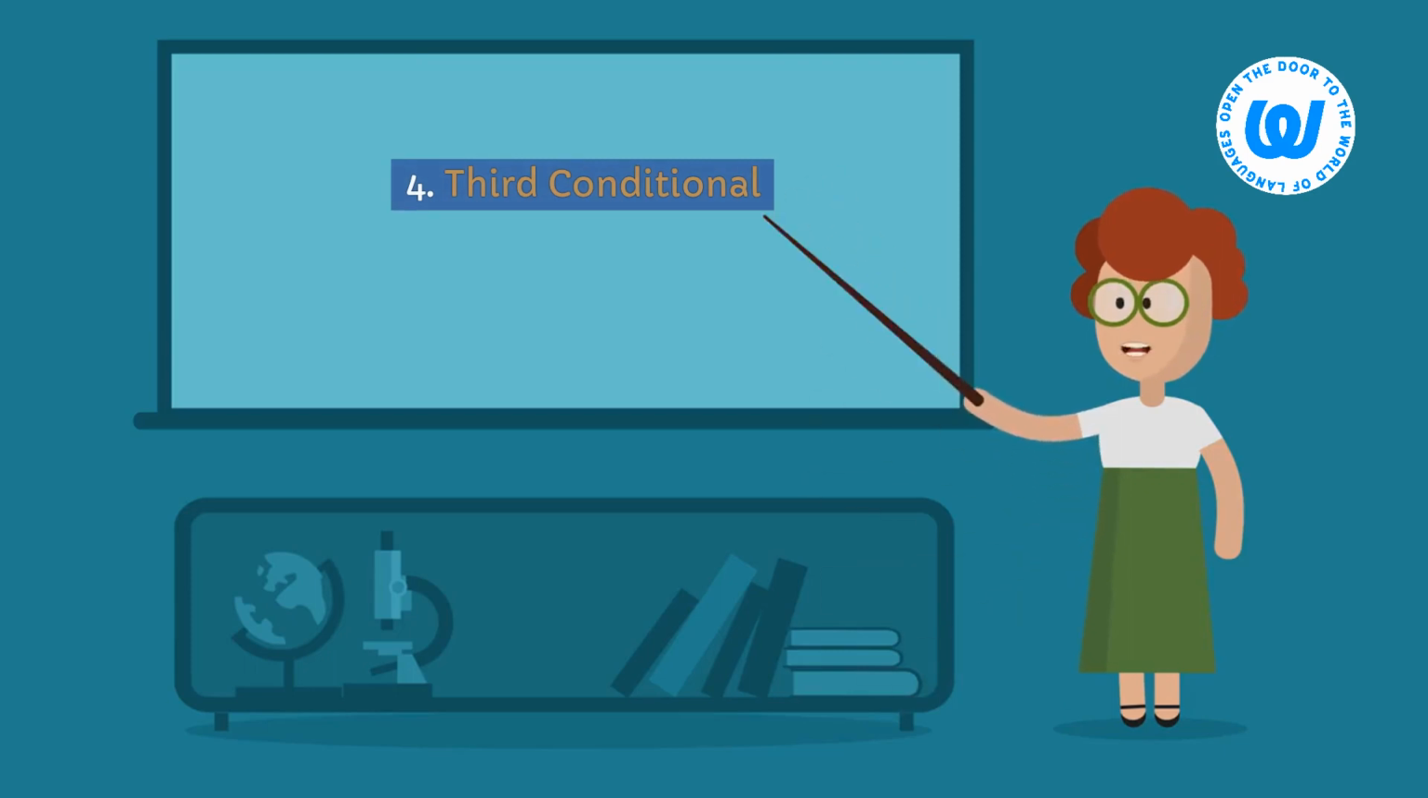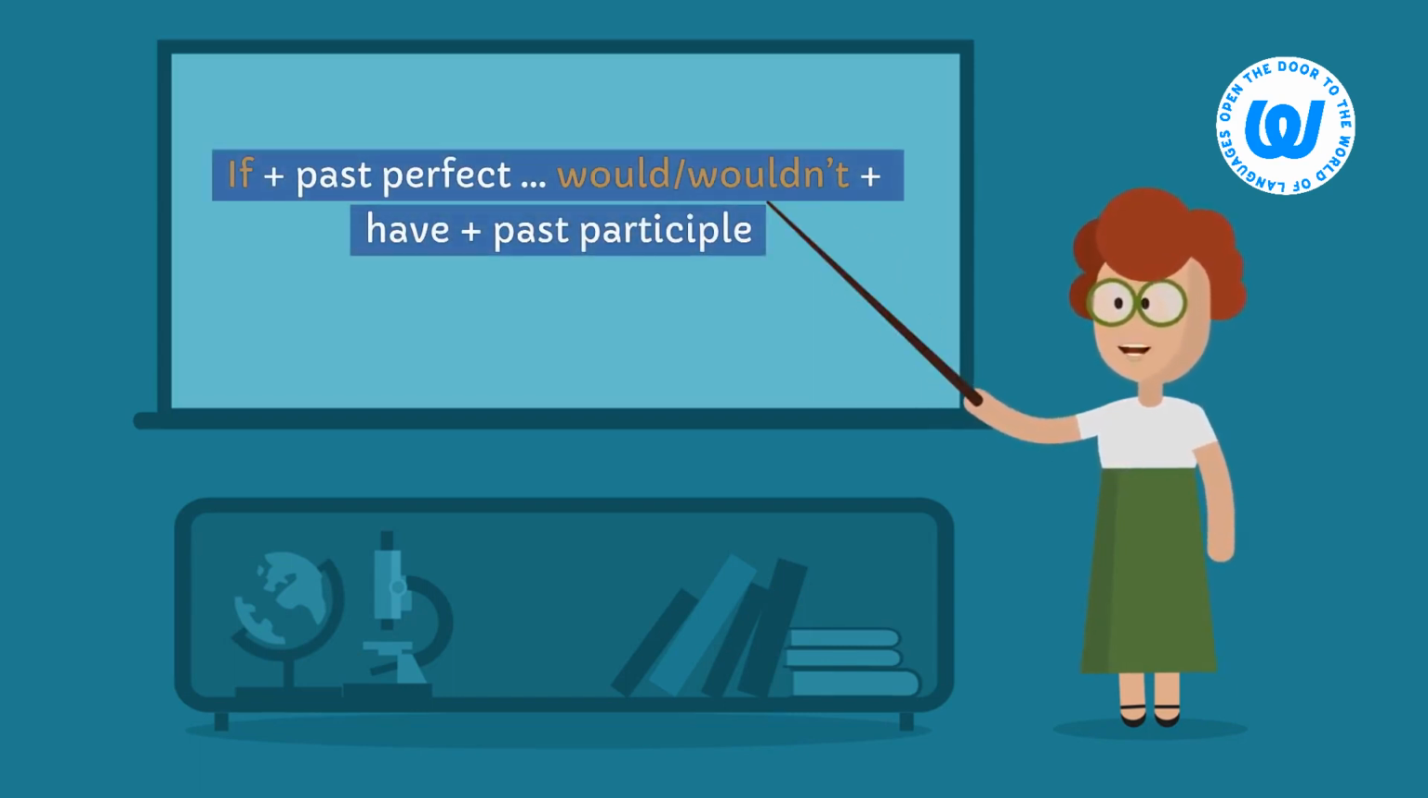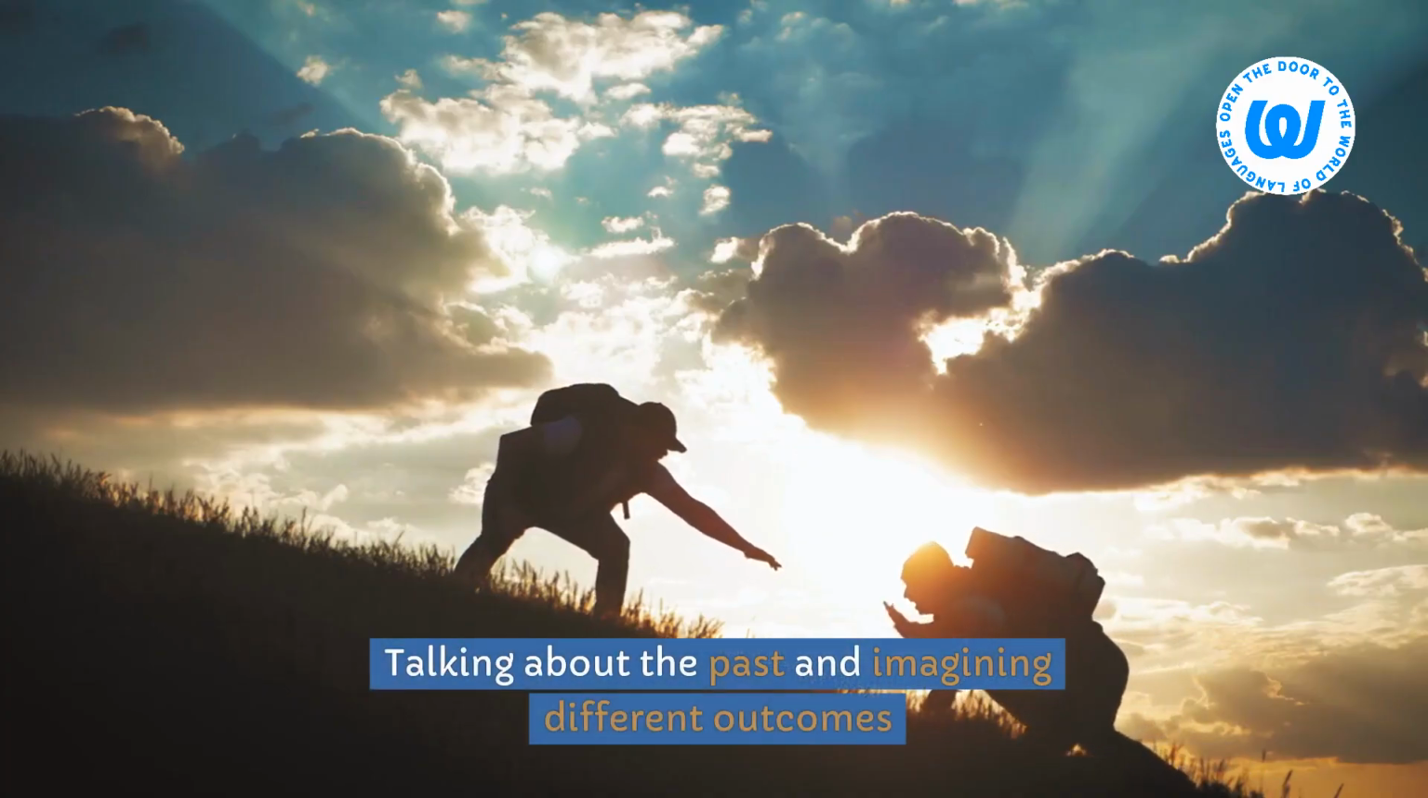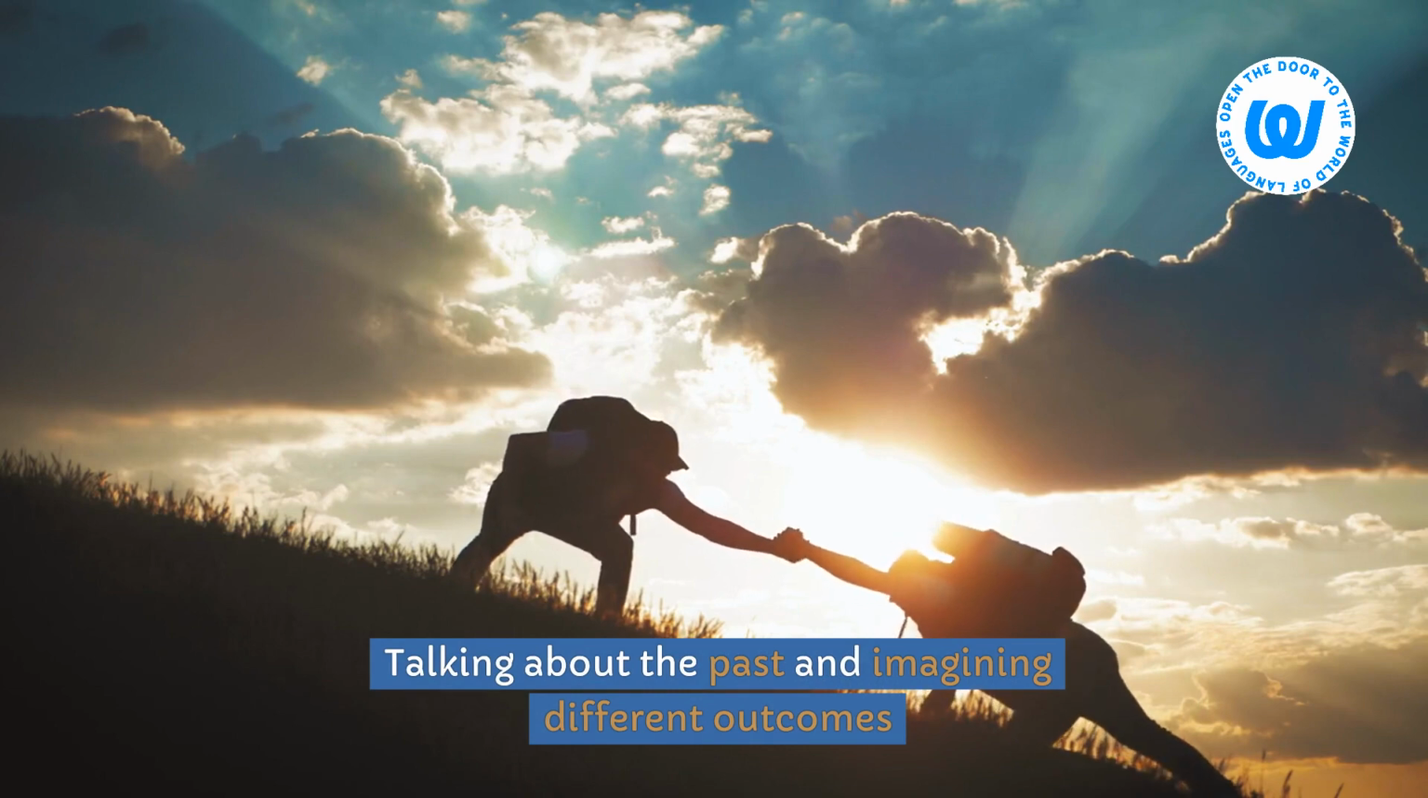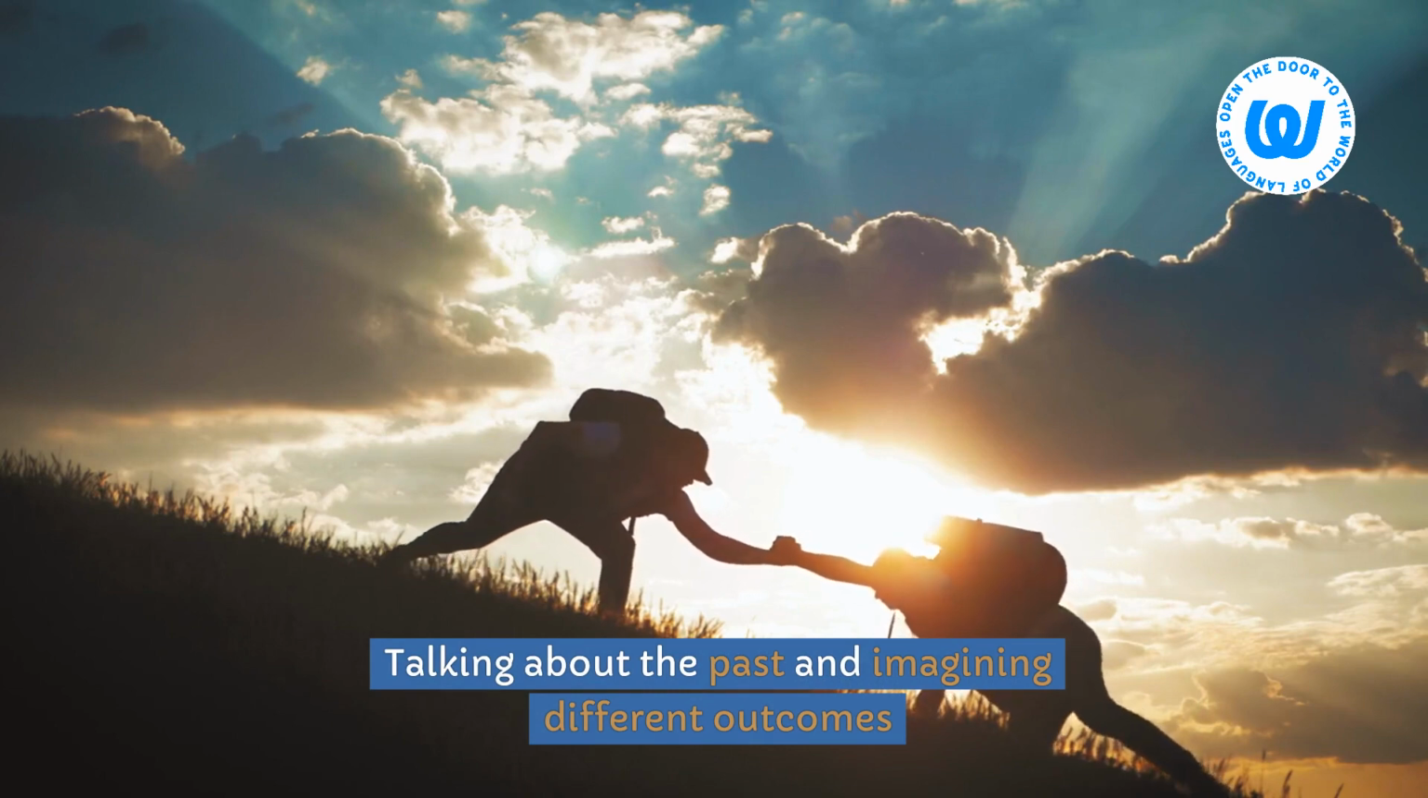And last but not least, we have the third conditional. We use this to talk about an imagined past and to speculate how things could have been different. The structure is if plus past perfect in the conditional clause and would or wouldn't plus have plus past participle in the main clause. So the third conditional is all about talking about the past and imagining different results or outcomes.